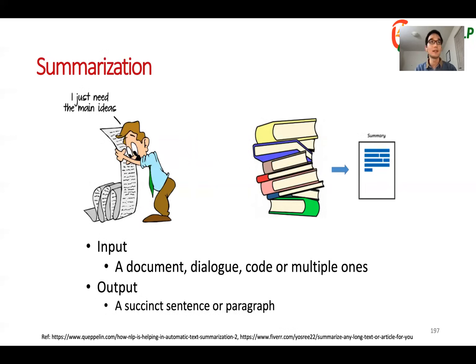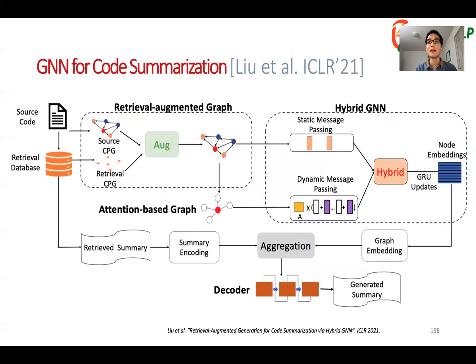Now let's talk about the summarization application. The task of summarization takes as input a document, a dialogue, code, or multiple ones, and outputs a succinct sentence or paragraph, which summarizes the key idea of the input data. This SIGIR 2021 paper also applied the GNN-based graph-to-sequence framework for the code summarization task, which aims to generate a natural language sentence to summarize the code.